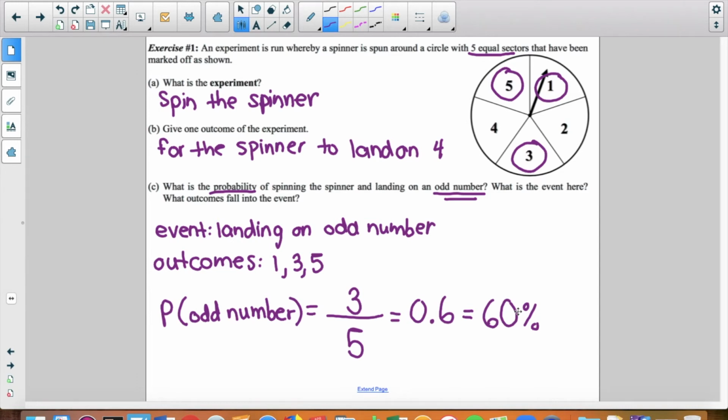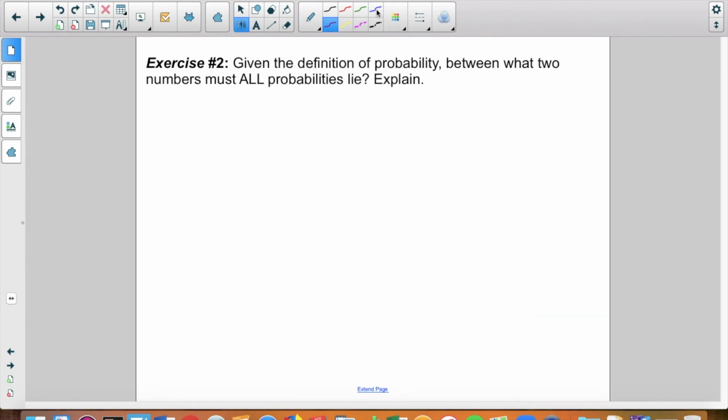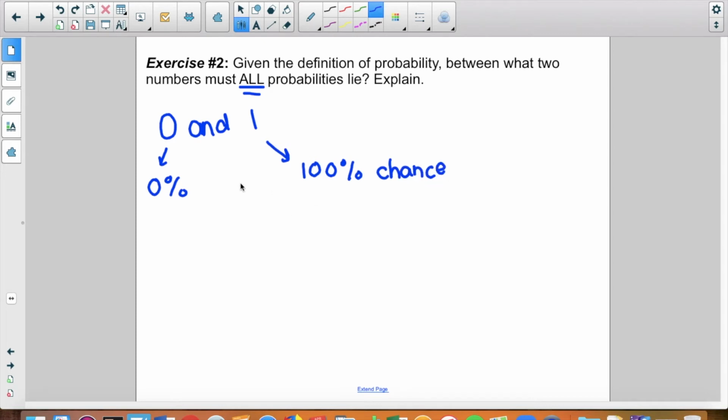Okay, moving right along. Given the definition of probability, between what 2 numbers must all probabilities lie? Explain. We did talk about this a little before. All probabilities must lie between 0 and 1, because the 0 represents a 0% chance of something happening and the 1 represents a 100% chance. Now, think about something actually happening. You can't go into a negative percentage, and you can't be above 100%. So that's why it's between the 0 and 1.